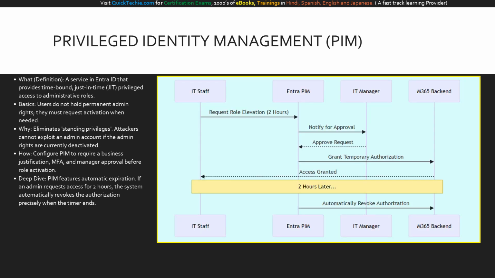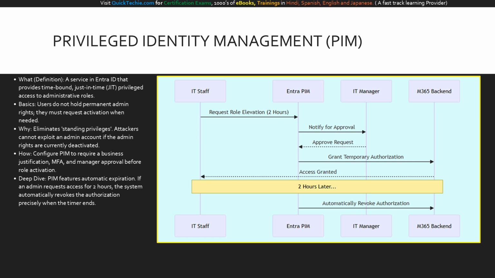Even with RBAC, having administrators walk around with permanent, 24/7 elevated privileges is a major vulnerability. We call these standing privileges. To eliminate this risk, Microsoft offers Privileged Identity Management, or PIM. PIM enforces just-in-time authorization. Under PIM, your IT staff holds standard user accounts most of the time. When a network engineer needs to change a firewall rule, they must actively request to elevate their authorization to a privileged role. PIM steps in and demands a business justification, forces a fresh MFA prompt, and can even route the request to a manager for manual approval.